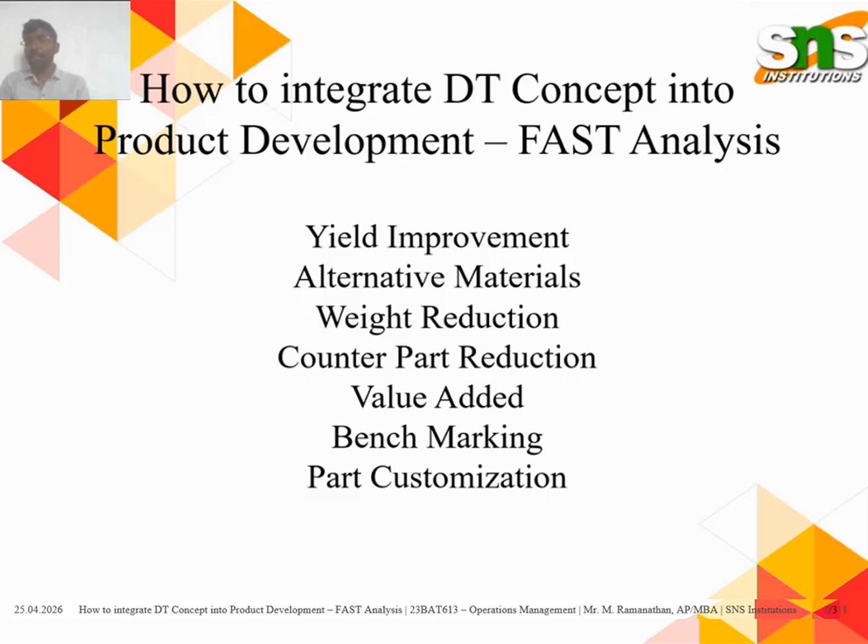Alternate material: what alternate materials can be used in that particular product. And one more thing, weight reduction: how much I can reduce the weight of the product. Counterpart reduction: how much I am reducing the components of the product. Next is value added: how to reduce the non-value added, and how to improve the value added components of the product.